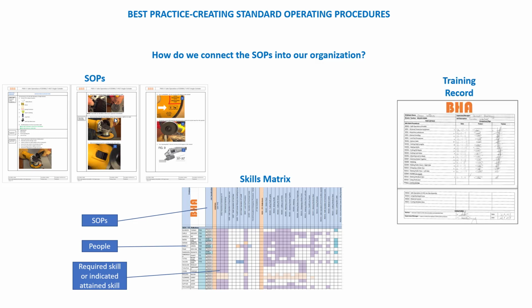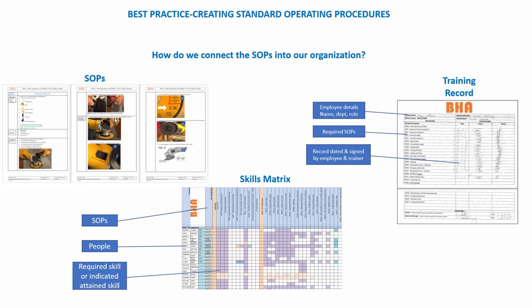or even color coding an indicated attained skill. And then we have a training record where we link the SOP and the skills matrix to a training record. The training record has all the employee details: the name, department, and even the role of the employee. The required SOPs that particular person needs to be competent on, and then step-by-step signing off from each procedure, and then the final sign-off review at the end.